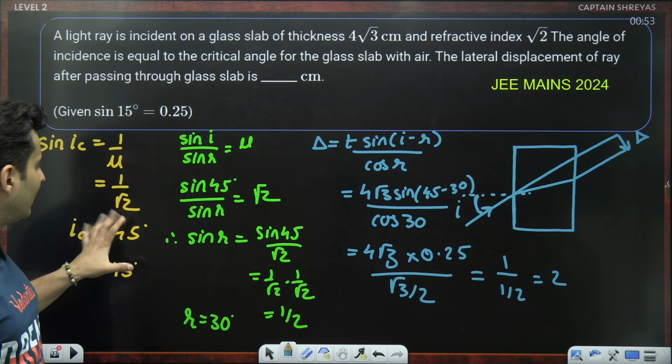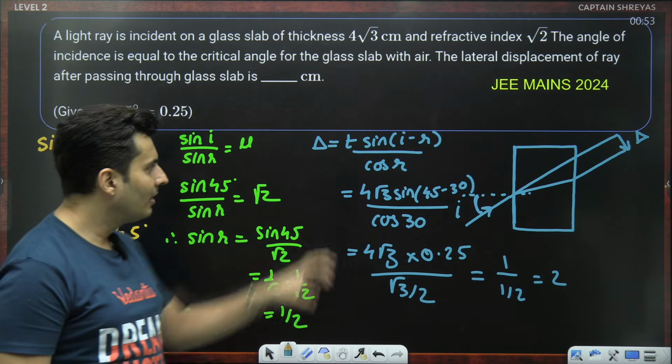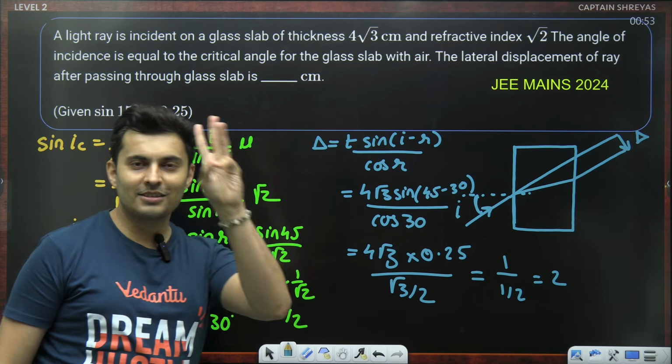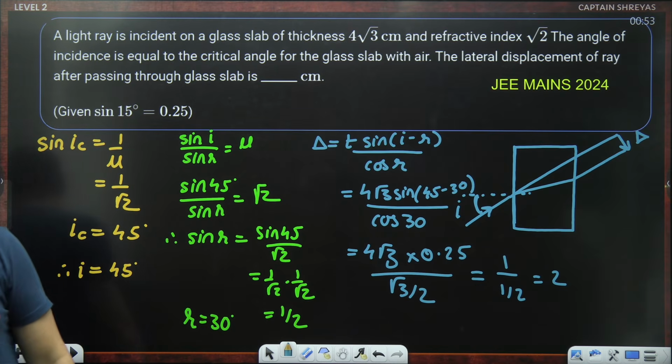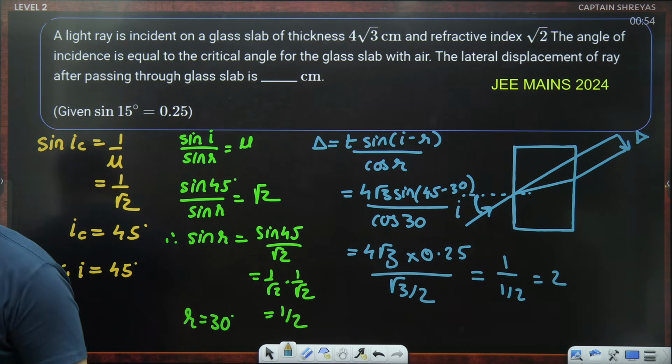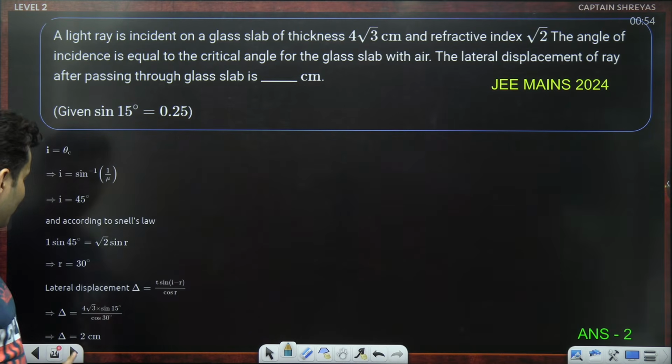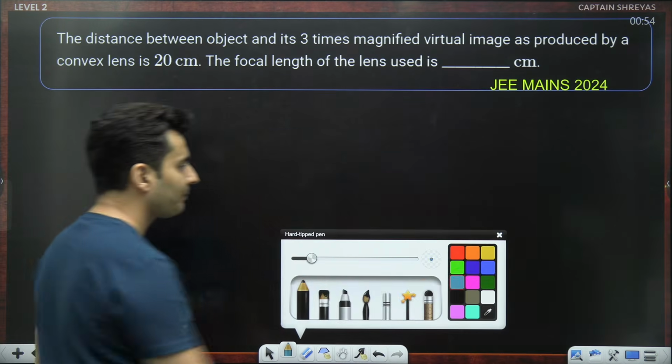So the concept of internal reflection, Snell's law, and lateral shift. Three things in one. One of the really good questions, guys, which was asked in JEE Mains 2024. What an amazing thing. Moving on to the next one on your screen.